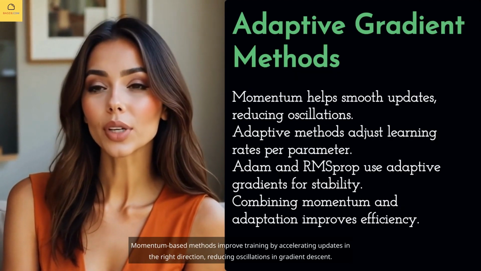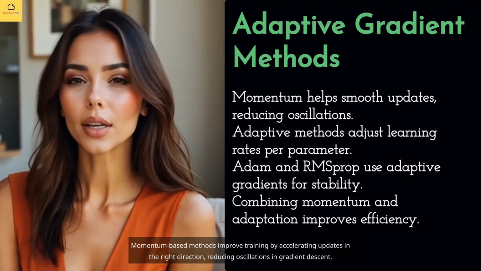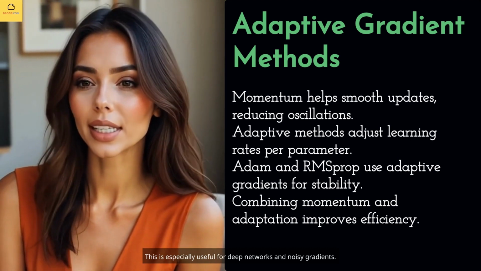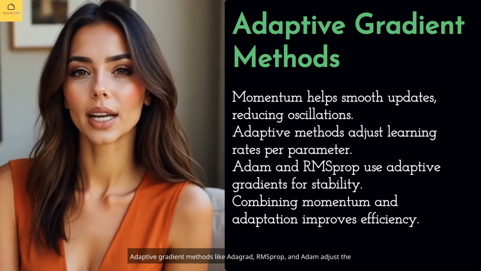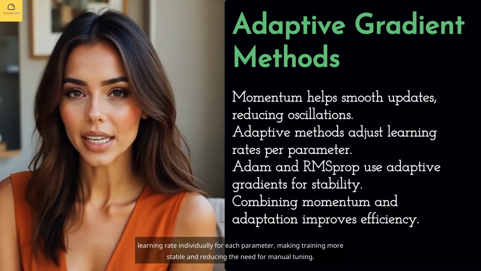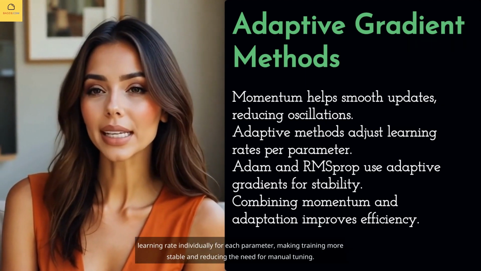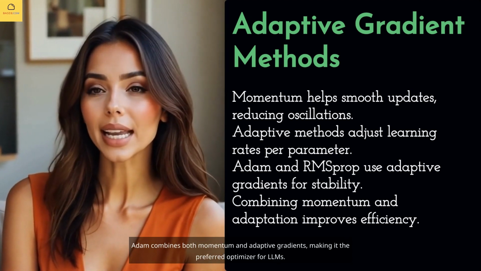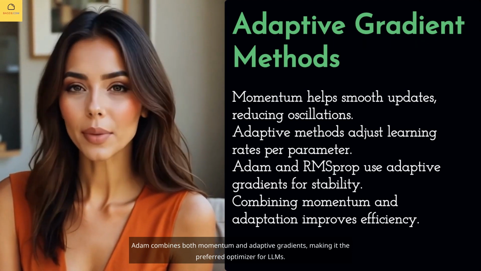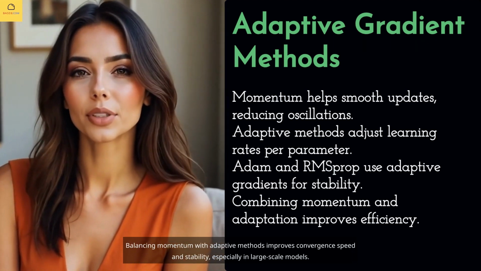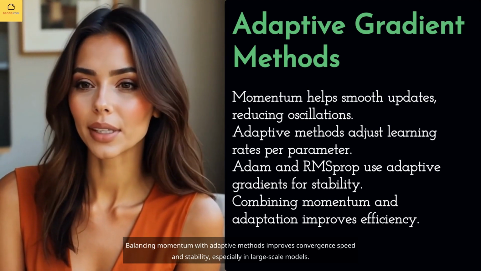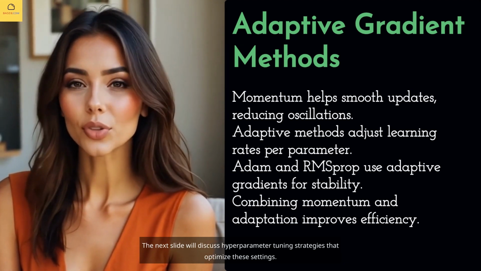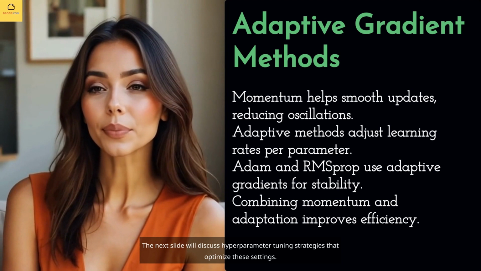Momentum-based methods improve training by accelerating updates in the right direction, reducing oscillations in gradient descent. This is especially useful for deep networks and noisy gradients. Adaptive gradient methods like Adagrad, RMSprop, and Adam adjust the learning rate individually for each parameter, making training more stable and reducing the need for manual tuning. Adam combines both momentum and adaptive gradients, making it the preferred optimizer for LLMs. Balancing momentum with adaptive methods improves convergence speed and stability, especially in large-scale models. The next slide will discuss hyperparameter tuning strategies that optimize these settings.